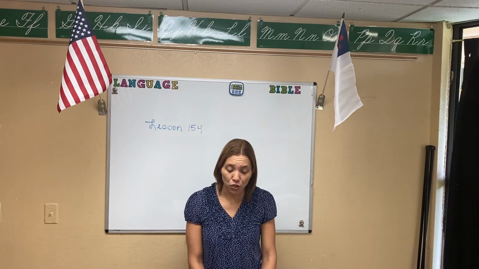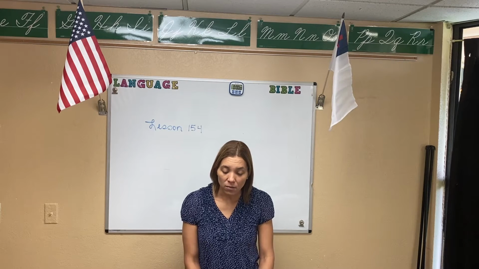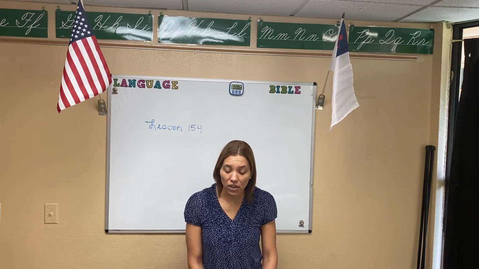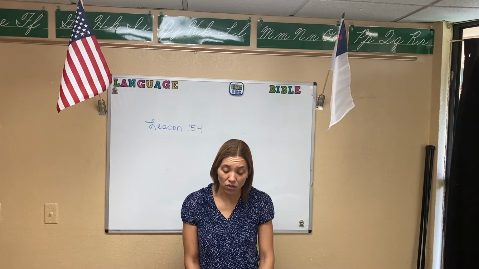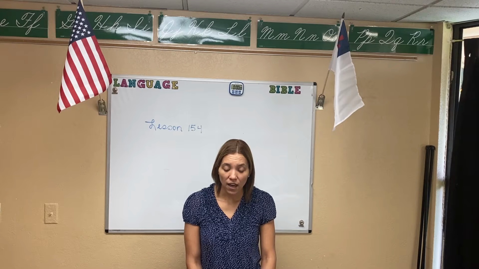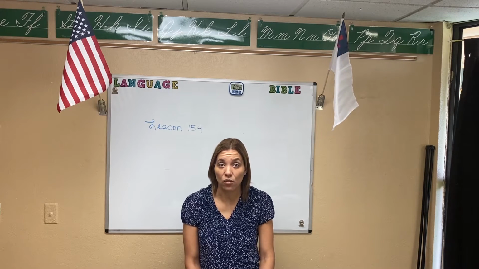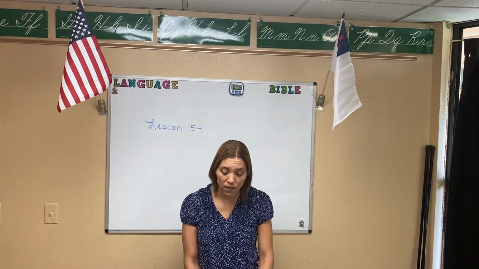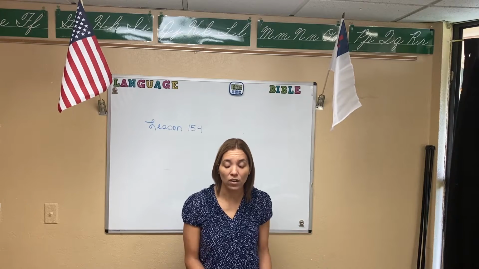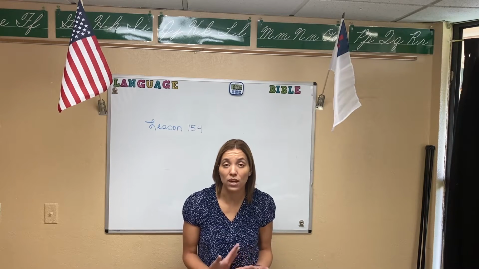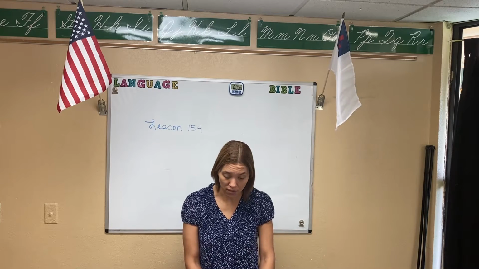Number 3, the jury could not reach a verdict. What is the subject? Who are we talking about in that sentence? It is jury. So that would be underlined once. What is the verb? Could reach is the verb, so that's going to be underlined twice. And what could they not reach? The jury could not reach verdict. So verdict is the direct object.